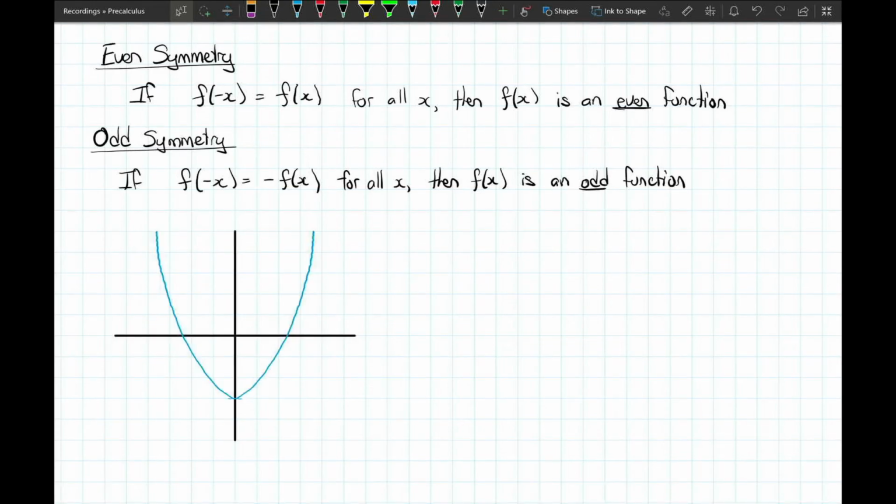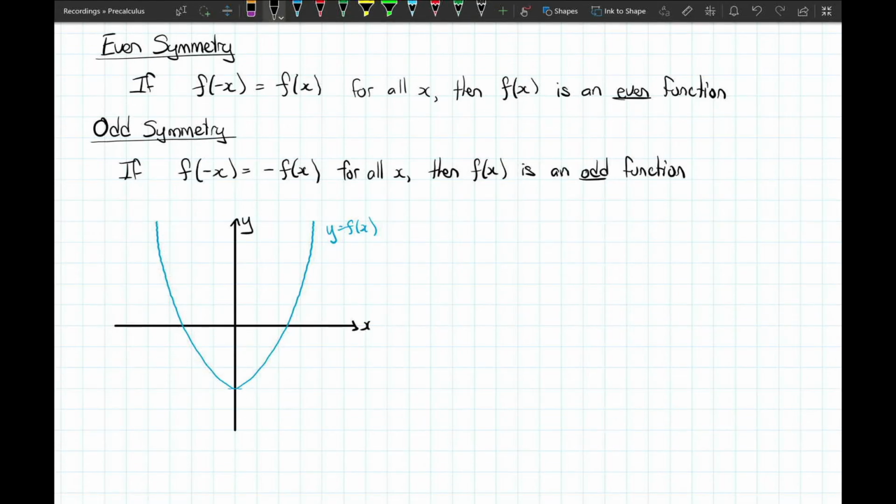For an example of even symmetry, we could take the parabola here, which has its vertex right on the y-axis. Now, if we were to take this function y equals f of x, and we looked at the transformation y equals negative f of x, we should end up with the exact same graph. Now, what would an example of odd symmetry look like?